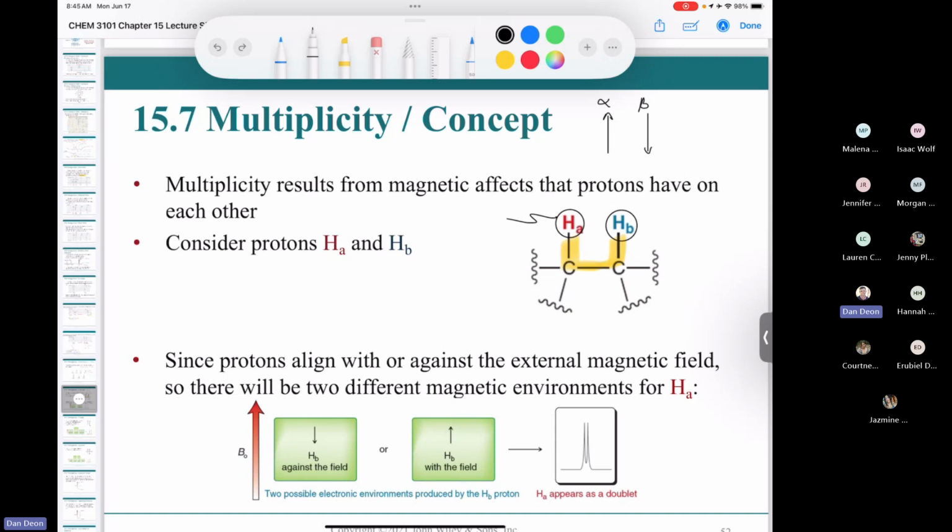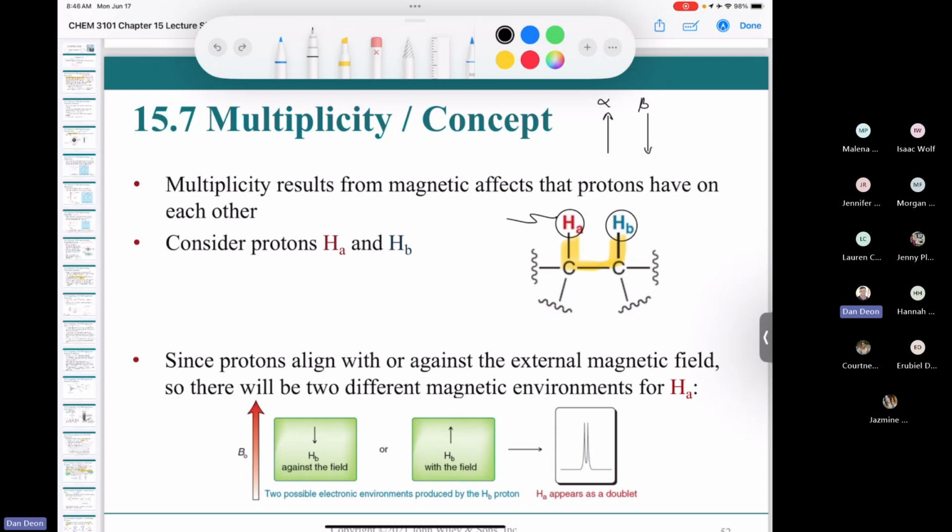And so what kind of environment is HA in? Well, it turns out it's in two different environments, because some of the HB protons are going to be aligned with the magnetic field, and some of them are going to be aligned against the magnetic field. So what does that mean? It means that HA is going to feel more of the externally applied magnetic field in some circumstances and less in others. So it's in two different magnetic environments. And so one is going to have a higher chemical shift and one is going to have a lower chemical shift, and so it gets split. We say it's split into two peaks for our overall signal, and so we get a doublet.